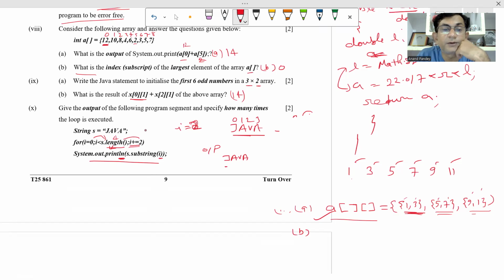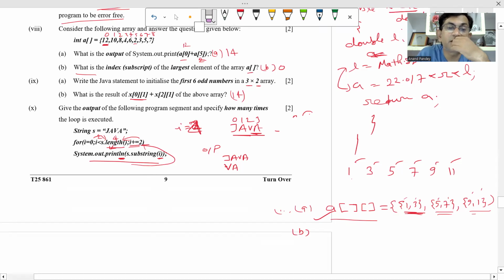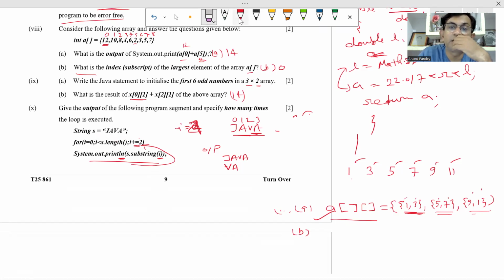Okay. Then condition will be true. Length is 4, i is 2. 2 is less than 4, condition true. Then substring(i) means from index number 2 to last. The value of i is 2, so from 2 to last means VA will be printed in the next line. 0 plus 2, 2 to last, that is VA. Then i plus 2, now i will be 4. And now for this condition, you can see i is 4 and S.length is what? 4. Condition false, control will go outside the loop and this is the output. This is the answer of this last question.